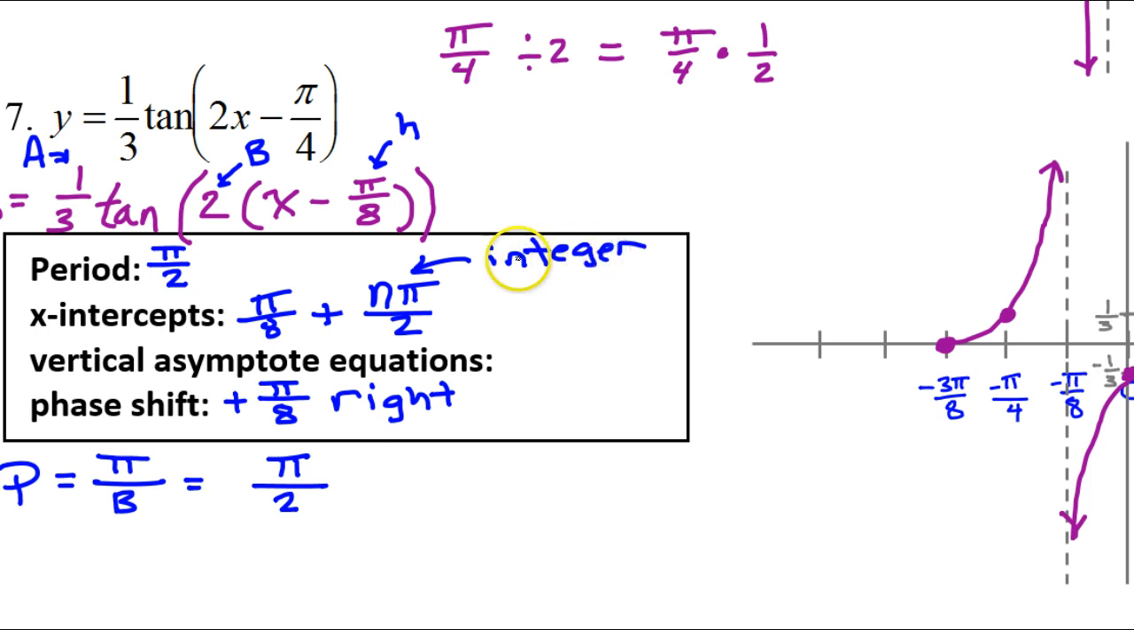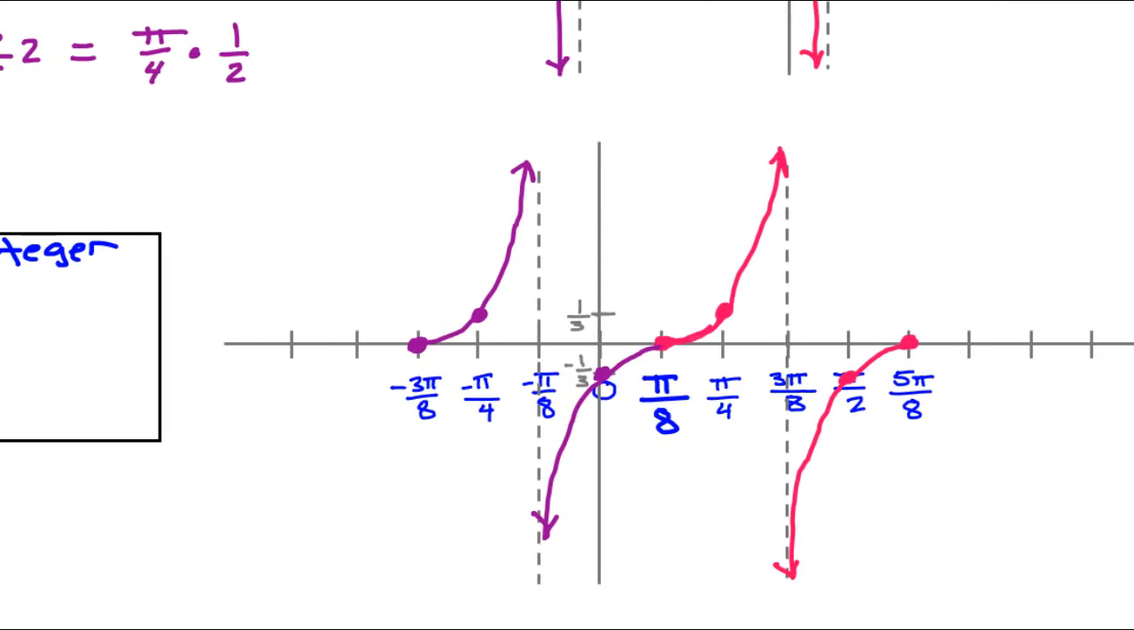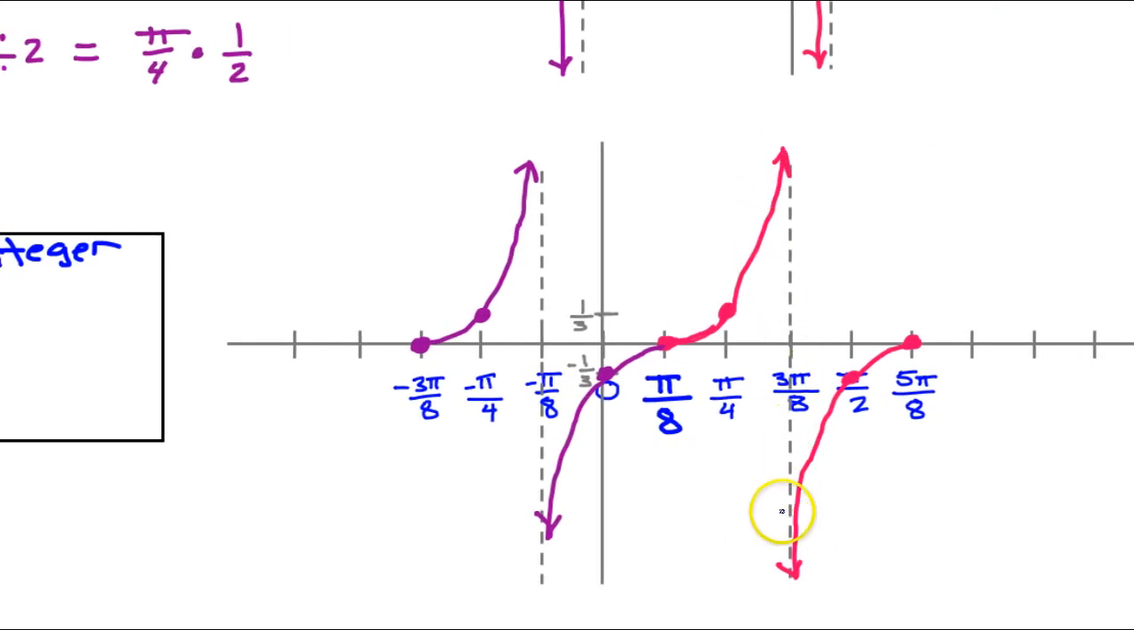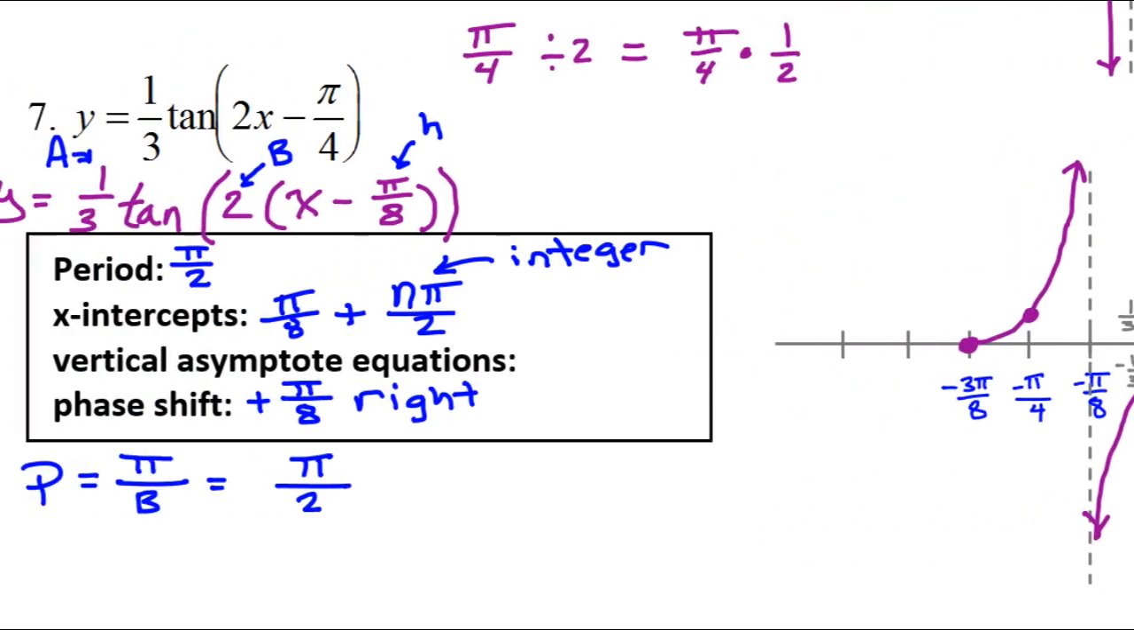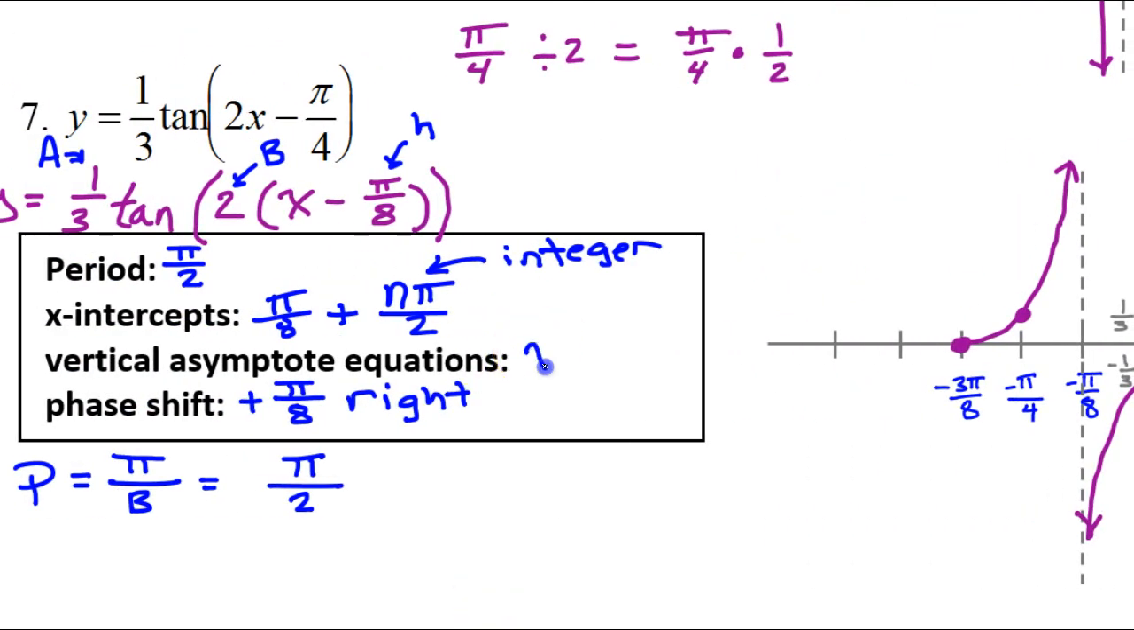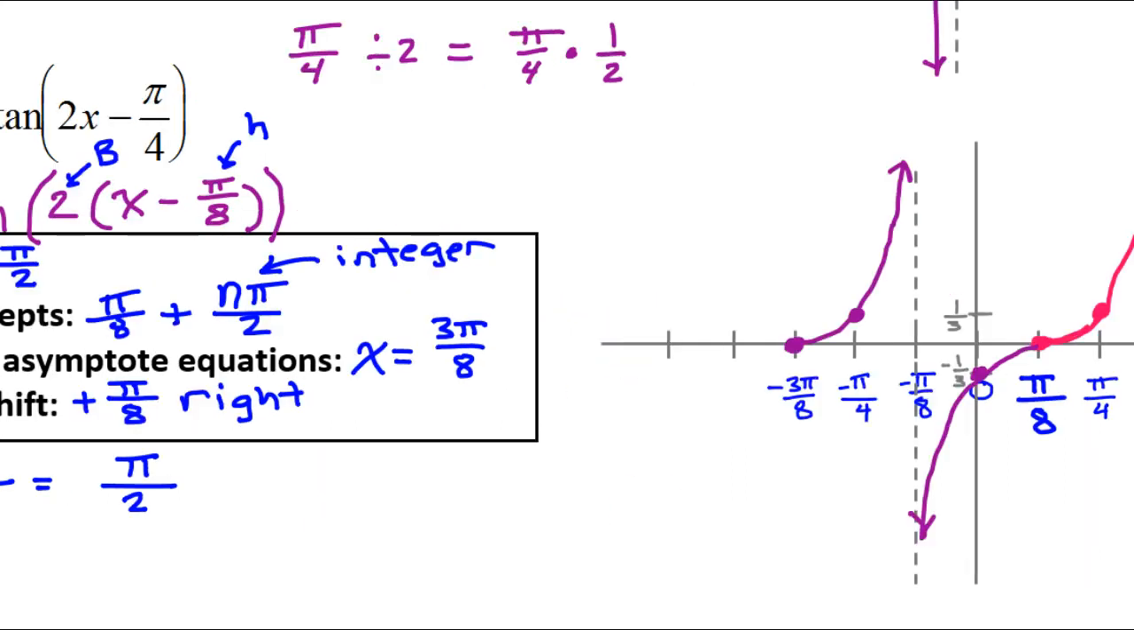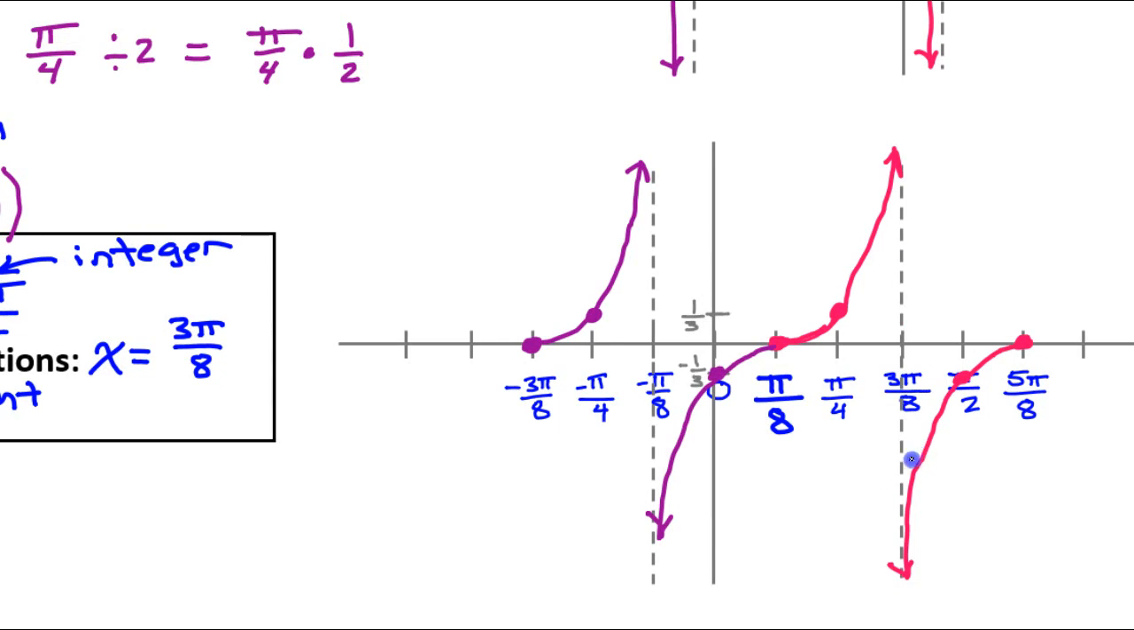Alright, so it could be like -1, -2, -3, or +1, +2, +3, or even 0. I'll do the same thing with the vertical asymptote equations. Looking at my first positive vertical asymptote, I see 3 pi over 8. Okay, so vertical asymptotes, or any vertical line, always start out x equals a number. So that'll be x equals 3 pi over 8. But then, again, we only get one vertical asymptote per period.